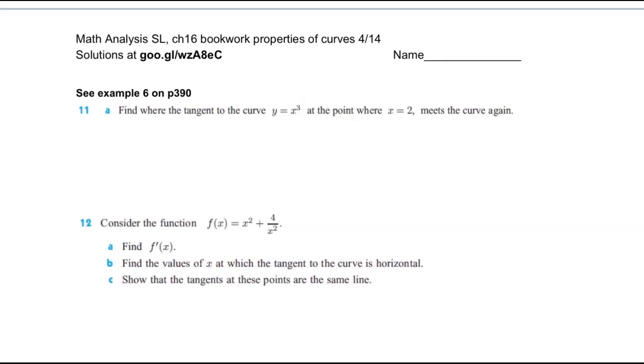Page 4 of Properties of Curves. Number 11. Find where the tangent to the curve y equals x cubed at the point where x equals 2 meets the curve again. So here we have two steps.